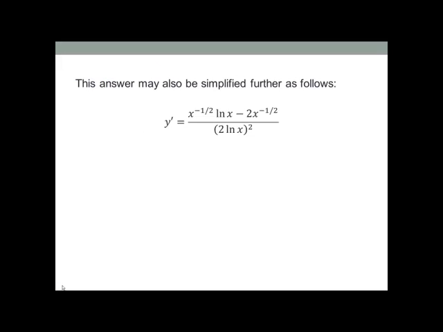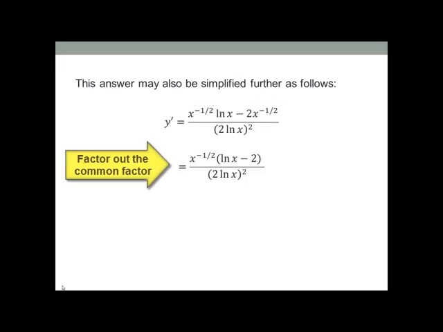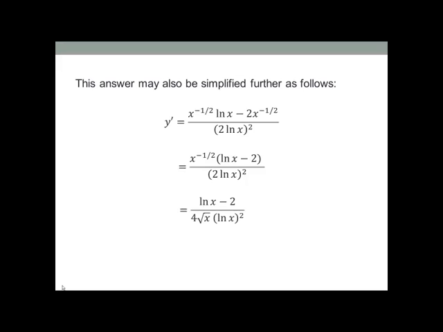If I want to simplify further, I'll first notice that in the numerator, there's a common factor of x to the negative 1/2 power. I'll factor that out, and then I'm left with x to the negative 1/2 power times the quantity natural log of x minus 2. Recalling that negative powers in the numerator can be moved to the denominator where they become positive powers, I move the x to the negative 1/2 power to the denominator. There it will become x to the positive 1/2 power, and I recall that the positive 1/2 power is the same as the square root. So x to the negative 1/2 gets moved to the denominator where it becomes x to the positive 1/2, or the square root of x.